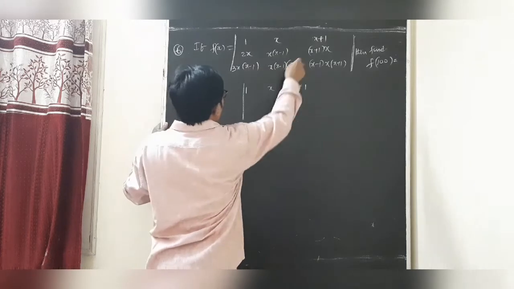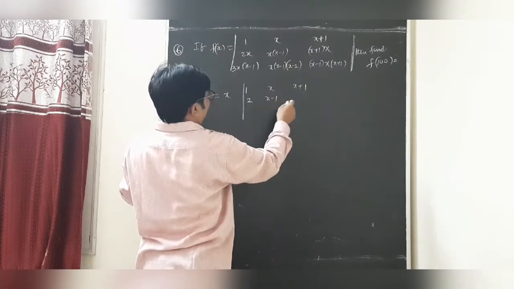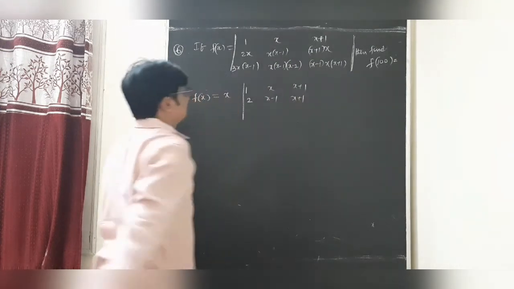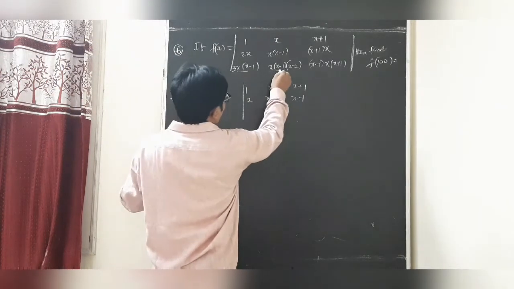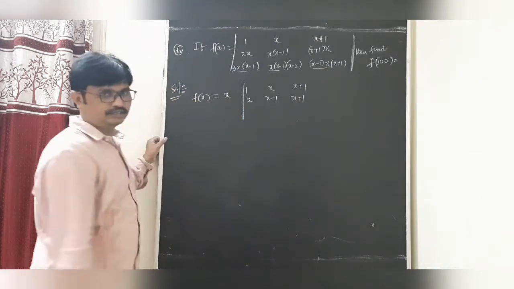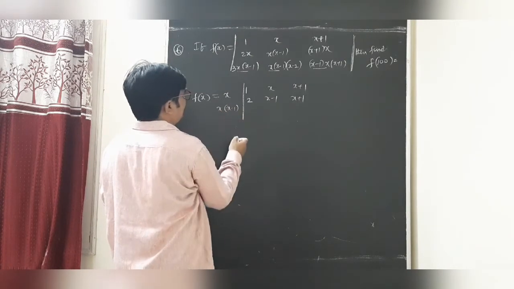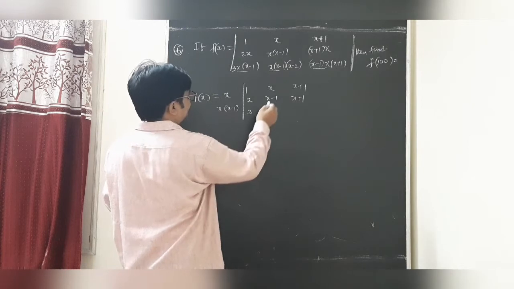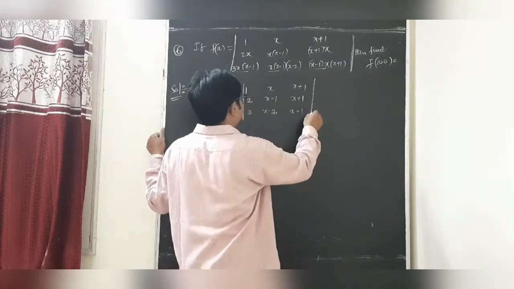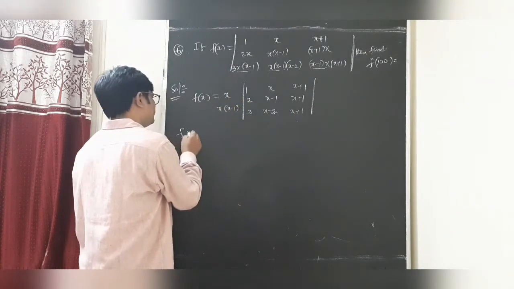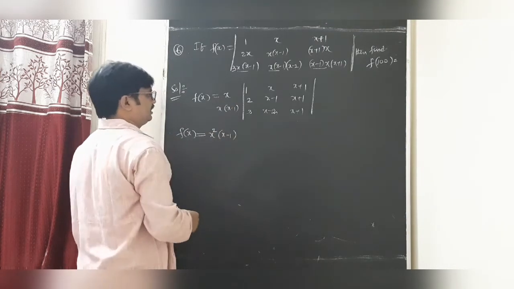In the second row, x is the common factor, so 2, x minus 1, x plus 1 are there. In the third row, the common factor is x into x minus 1, leaving 3, x minus 2, x plus 1. Taking x into x gives x squared into x minus 1.